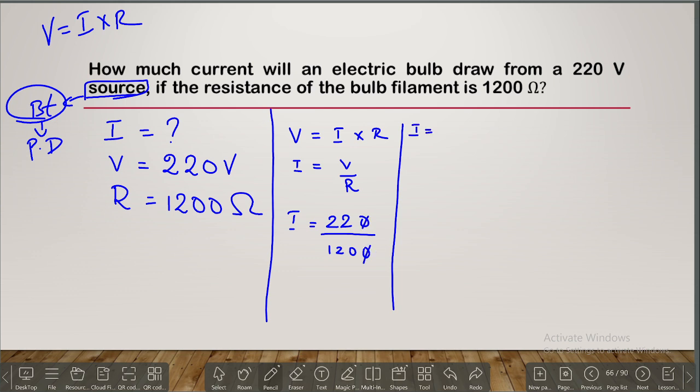Now, what is remaining? I is equal to 22 by 120. First check whether you are able to simplify the two numbers or not. Yes, we can simplify. If you simplify 22, we can write it as 11, and 120 you can write as 60. Now divide these two numbers. 11 divided by 60. Since it is a smaller number, add a 0 and keep a decimal. 110 divided by 60 is done.